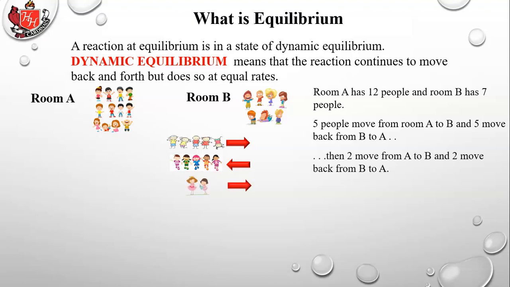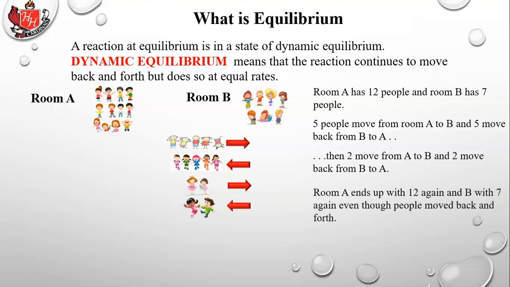Now let's say that 2 students move from my room to Mr. Andrews and then 2 move from his room back to mine. Again, could be 2 different students, like that. So room A ends up with 12 again, what I started with, and B, 7 again, even though people moved back and forth. This is dynamic equilibrium. So it means at any time I'll have 12 students and Mr. Andrews will have 7, but it won't be the same 12 and the same 7.